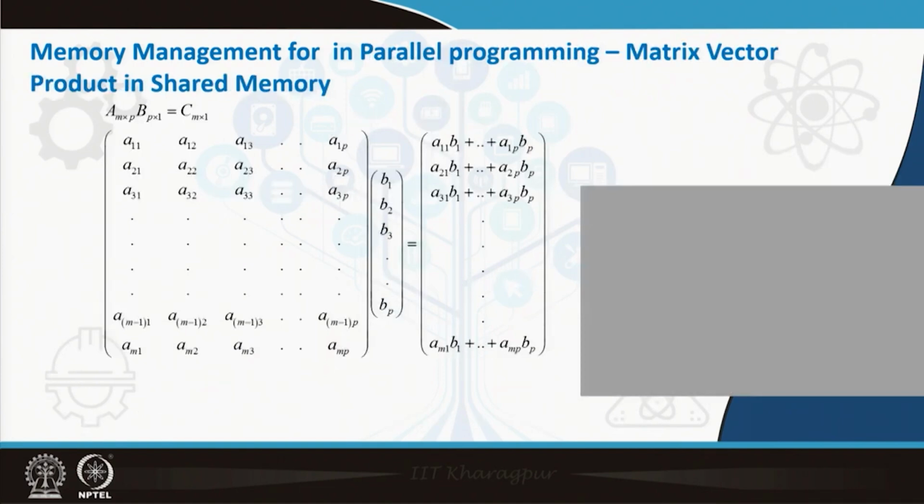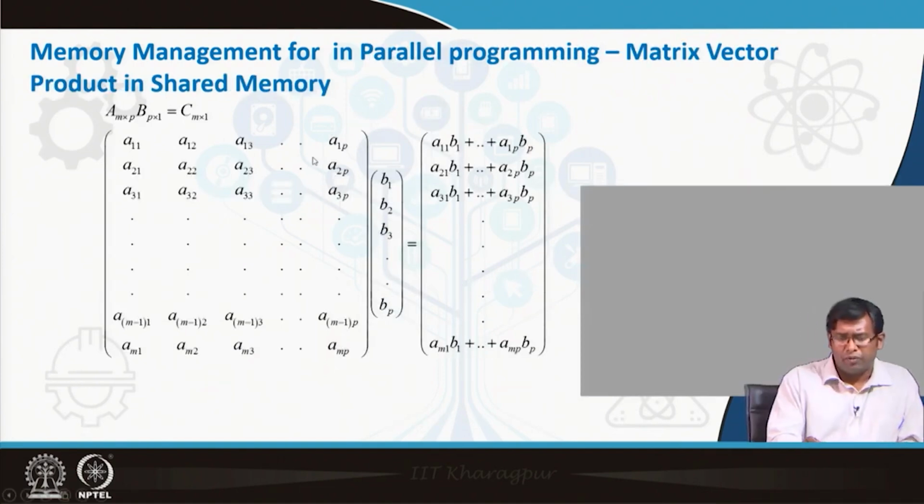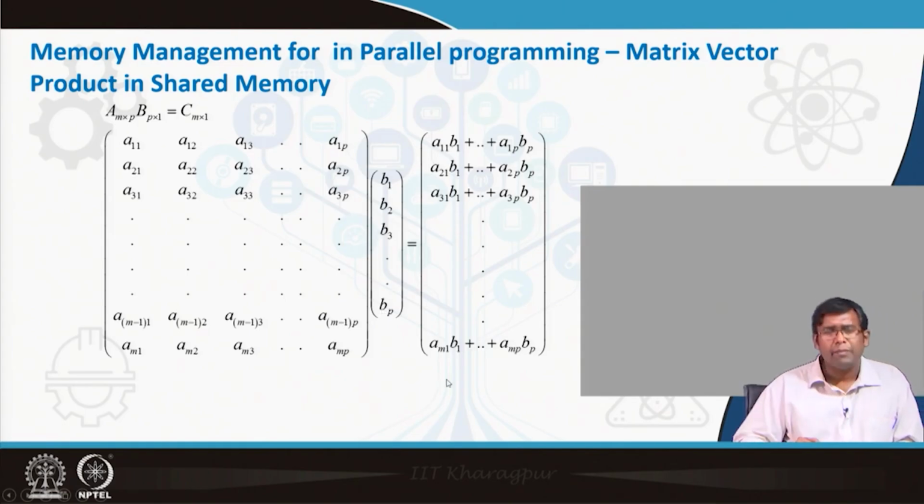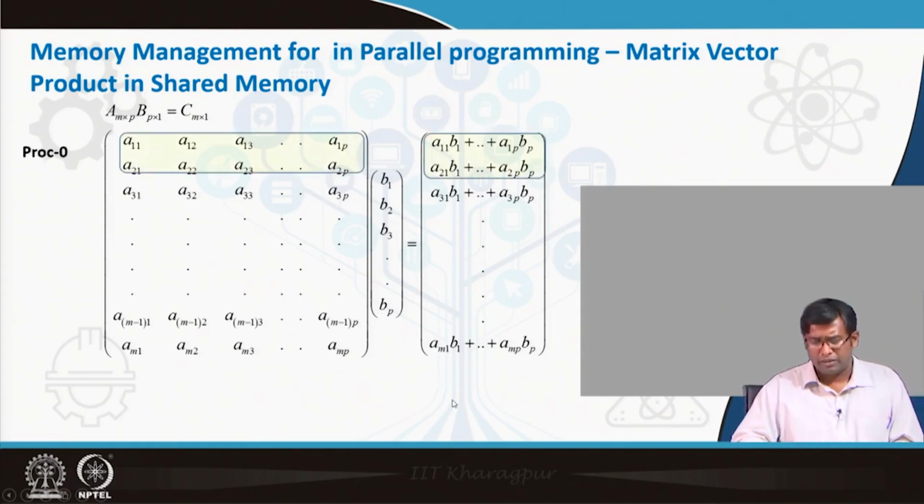we go one order more in complexity, it is a matrix vector multiplication. So, A11, A12, up to A1P: an M into P matrix, M rows and P columns, multiplied with a P-row vector, and we get an M-row vector as the product.